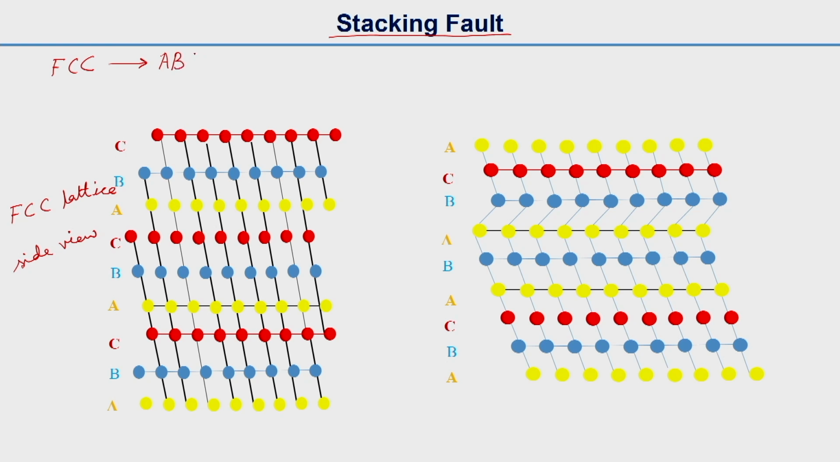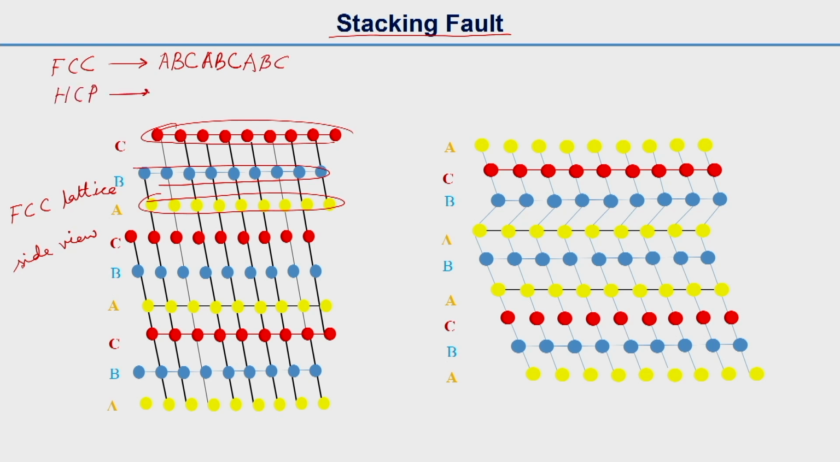About this stacking fault: the FCC packing, that means these are all atomic planes. This is one atomic plane which is called B, this is C, this is A. So for FCC the packing order is ABC, ABC, ABC. For hexagonal close pack the packing order is AB, AB, AB. They are quite similar, AB planes are there, but C is missing here.